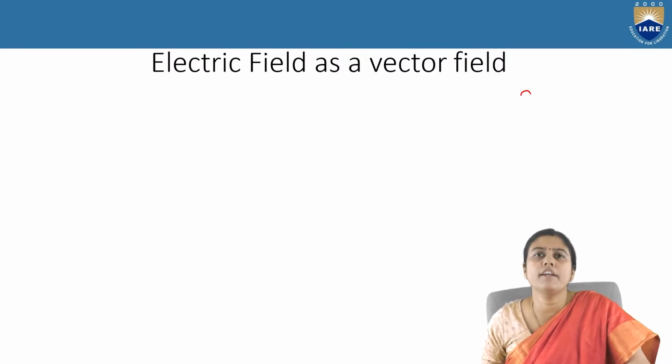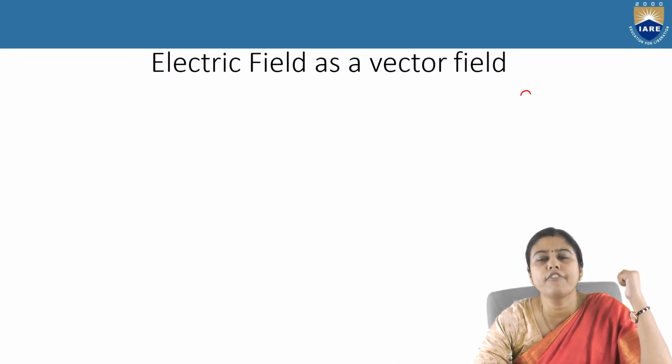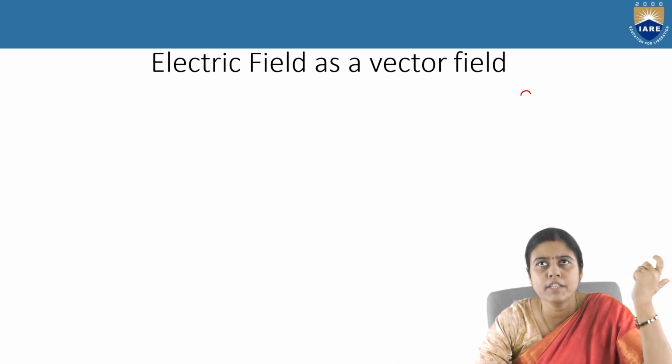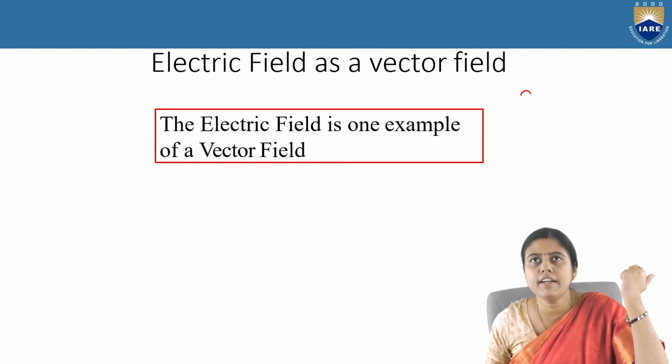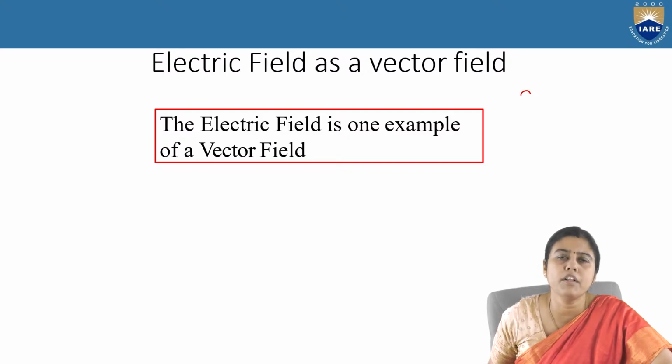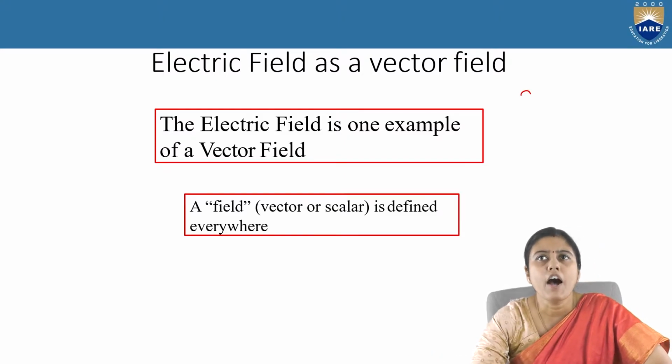We already discussed that electric field behaves like a vector field. It is not a scalar field. What is the meaning of a vector field? Vector field means it has a certain direction. So electric field is one example of a vector field.